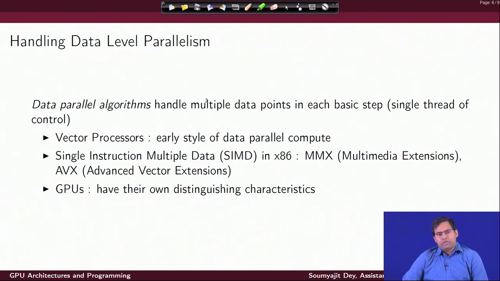And as we know, GPUs represent a more specialized kind of vector processor which have been found to be very useful for general purpose as well as graphics compute loads. So, the question is, how is this data level parallelism handled? When we talk about data parallel algorithms, essentially these are algorithms that handle multiple data points in each basic step. So, this is a new term we have been talking about, data parallel algorithms.